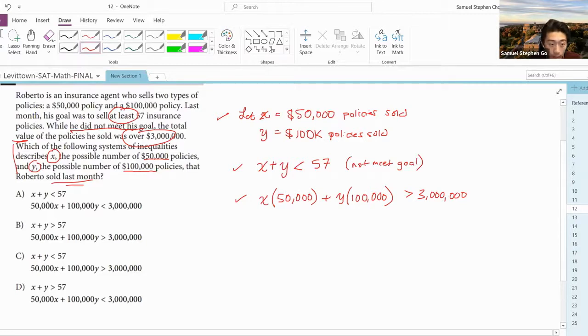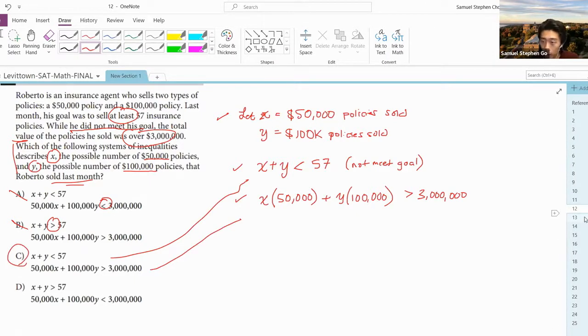It is not A because this sign is incorrect. It is not B because this is incorrect. Let's look at C. X plus Y is 57. That matches this one. And 50,000X plus 100,000Y is greater than 3 million. That's good. And C is our answer. We don't even have to look at D. Question 13.